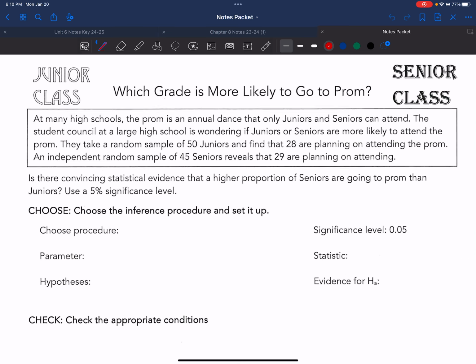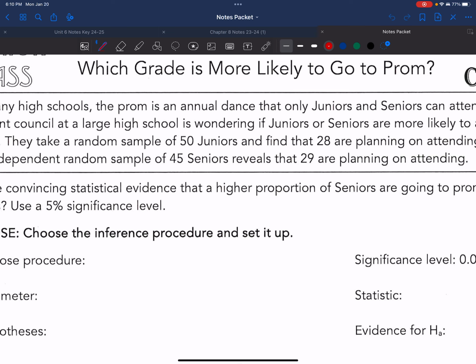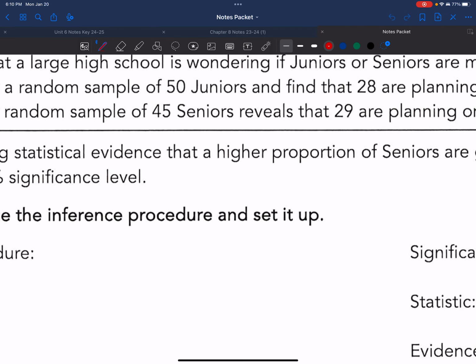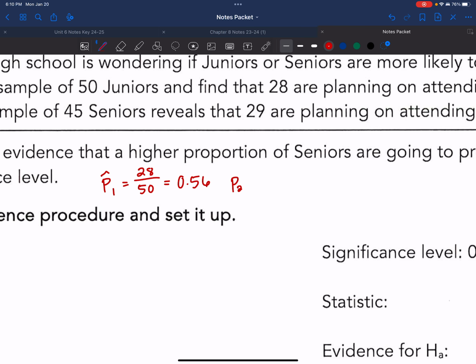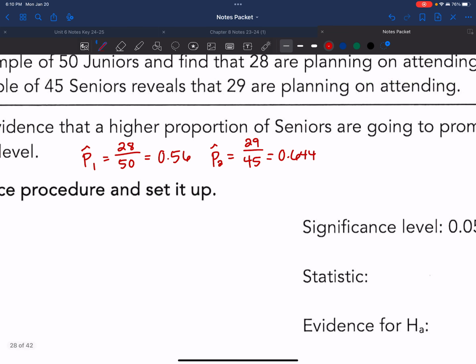So first thing I want to point out, we know that there are 50 juniors, and out of those 50, 28 are planning to attend, and 45 seniors, where 29 are planning to attend. So what I'm going to do, I'm going to say p hat 1, I'm just going to write these down right here real quick. So p hat 1 was 28 out of 50. That's the same thing as 0.56. And then p hat 2, that was 29 out of 45. It's the same thing as 0.644. Okay, so that's going to be my seniors.